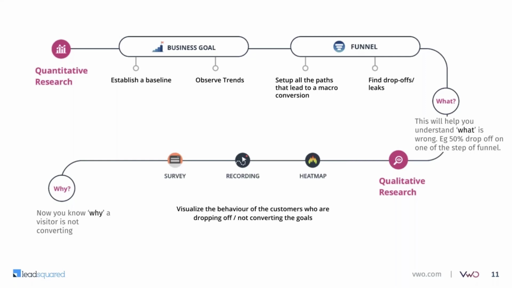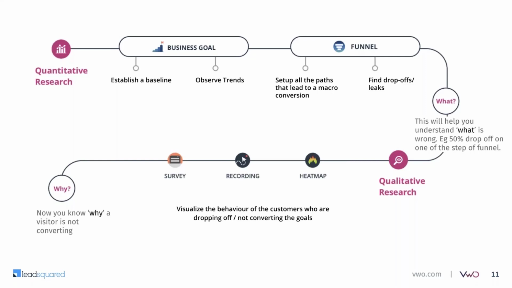So after you have done both of these processes, you know what the problem is. For instance, I know that from one step to the other, I'm getting 40% drop off. What does that mean? I know that the problem is there. I know where the problem is happening. I know the number, but I don't know why it is happening. So there comes the second step of research, which is the qualitative analysis.